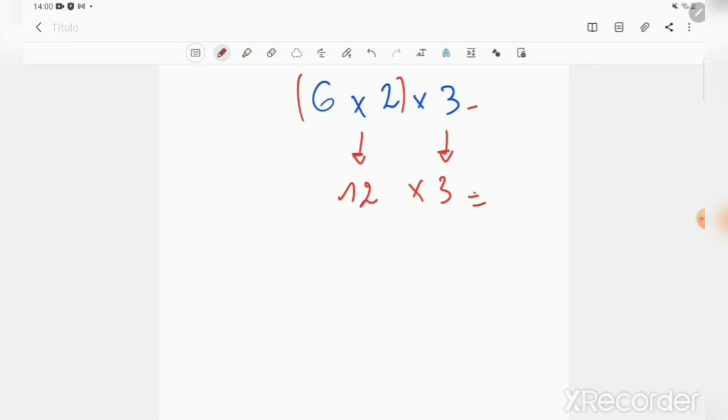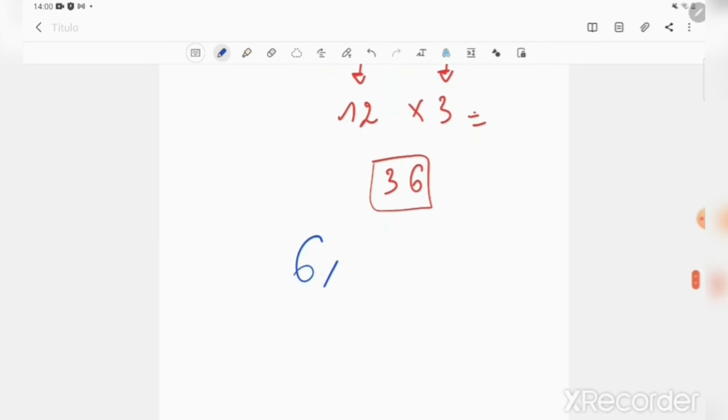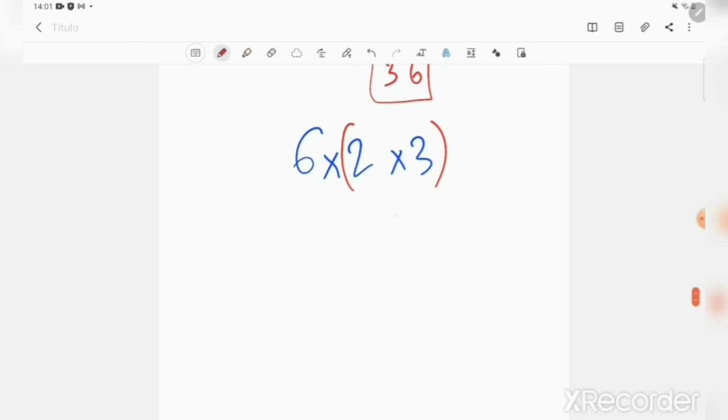3 multiplied by 2 is 6, 3 multiplied by 1 is 3, which gives 36. But we can also start multiplying 2 by 3. It's the same result as you will see here. 2 multiplied by 3 equals 6, and multiplied by 6 equals 36. You see, the same result.